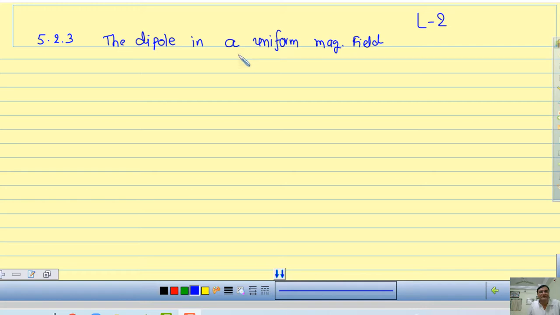In the first lesson, you must have studied the electric dipole in a uniform electric field. So this is very similar. As I told you at the beginning, this lesson is based on the first and fourth lessons.